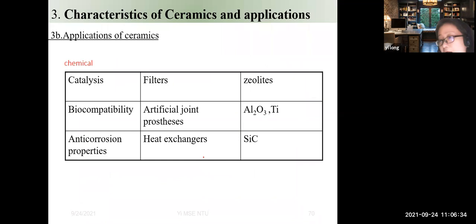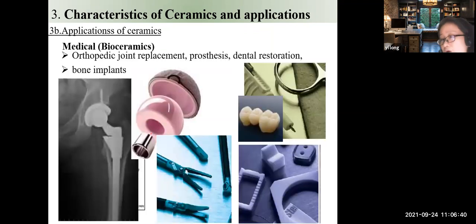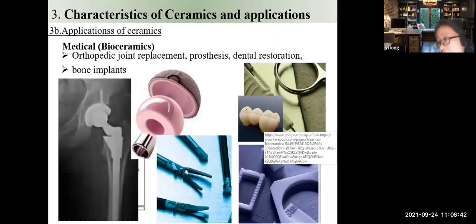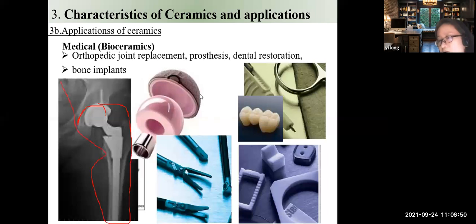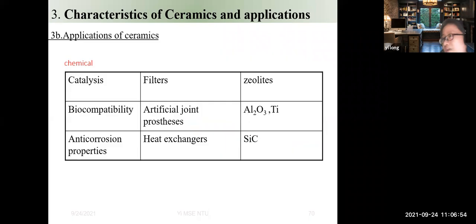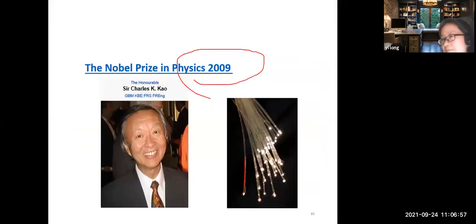Okay, and also chemical biocompatibility. You have these anti-corrosion properties, so you have ceramics used as teeth and bones in your body, like bone implants. There is also a lot of market here, very expensive ones. These are also ceramics. Okay, so that's all.